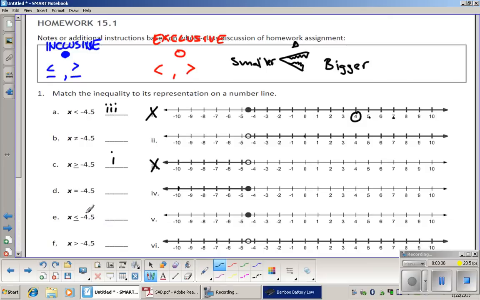Okay, so checking this out. I have x's less than or equal to negative 4.5. That means I'm looking for a closed symbol, definitely a closed symbol, and I'm looking for x's that are smaller than the 4.5 it's sitting on. So closed symbol, check out this point: is negative 8 less than or equal to negative 4.5? Yes, it is. So that is going to be my answer. 4.